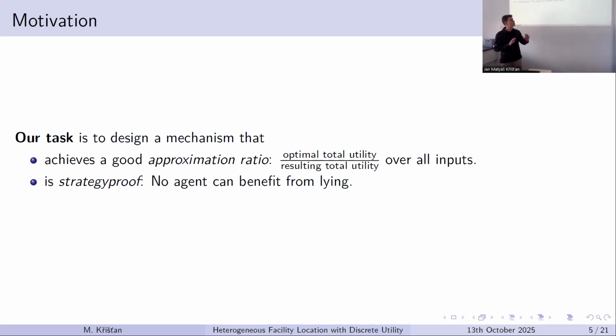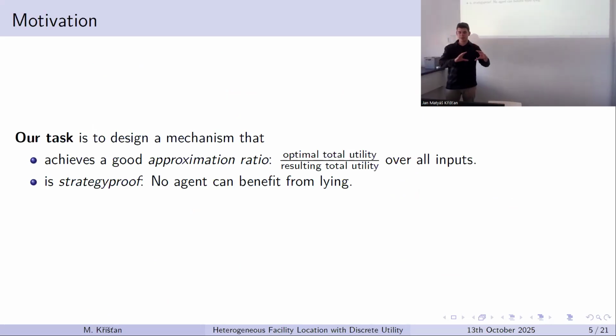So now our task will be to design the mechanism that places the facility. First, we want to get a good approximation ratio. That is the ratio of the optimal value, if everybody was guaranteed to tell the truth, over what will be the actual utility after the facility is placed. And the second requirement is that this mechanism should be strategy proof. That means that no agent can benefit from lying. They will have no incentive. They will not get a better utility if they lie.